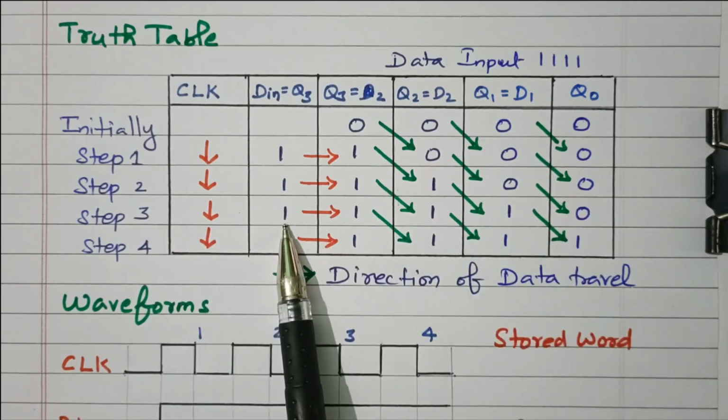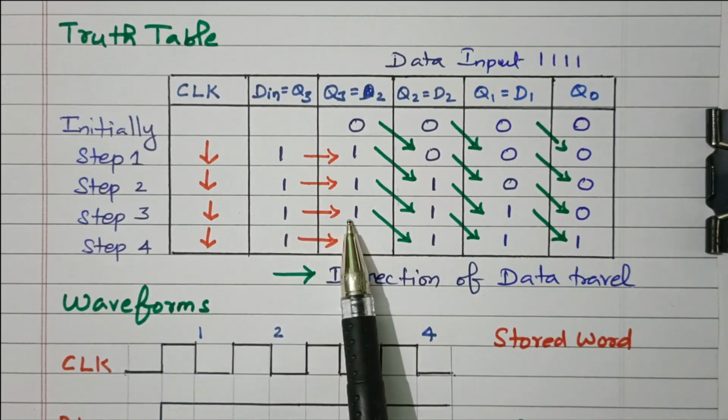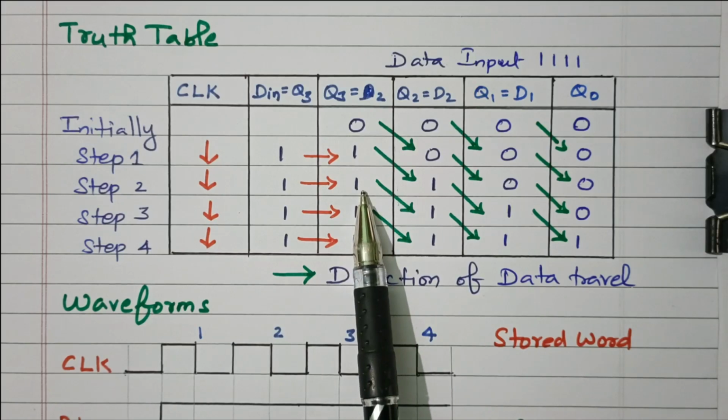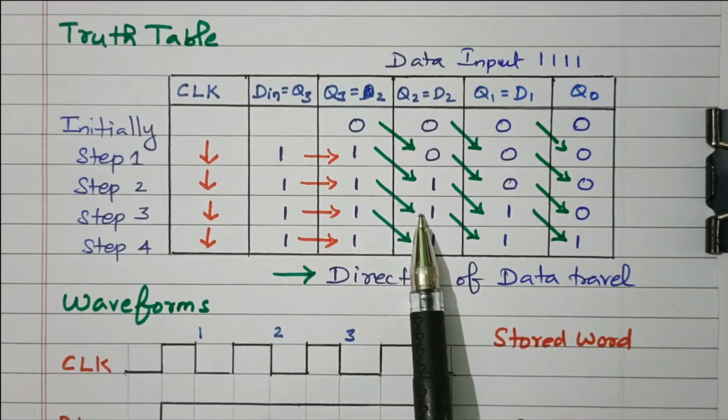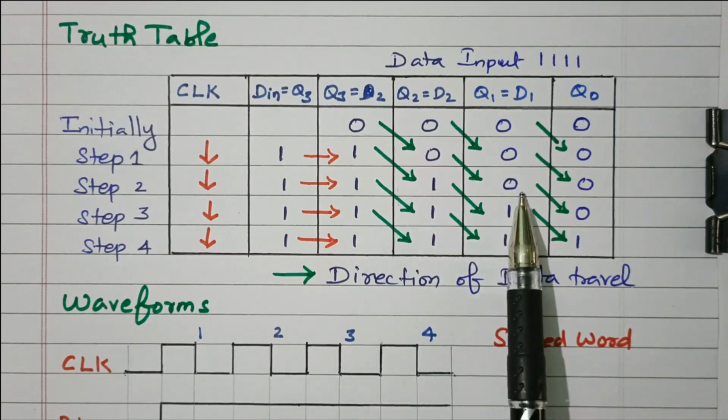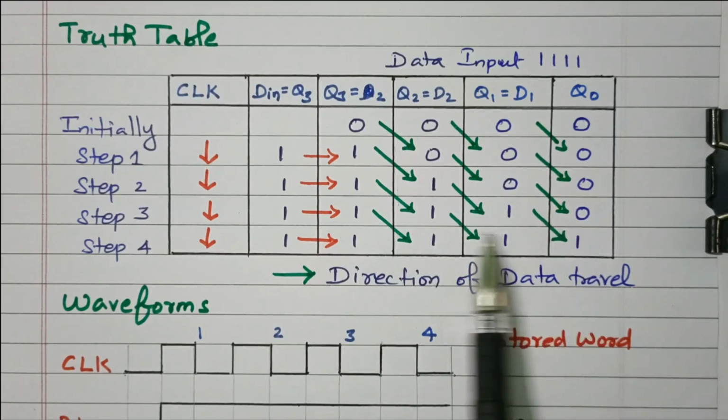In step 3, again one more 1 is applied. It will go to Q3. The data already available in Q3 will go to Q2. D2 will go to D1. Then D1 will go to Q0. So it becomes 1 1 1 0.